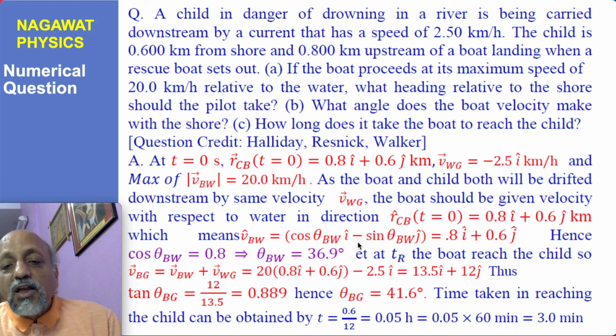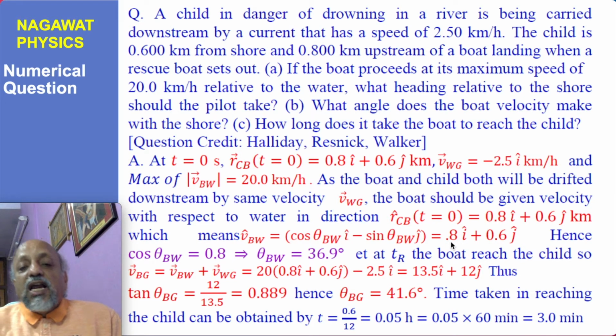There is a typo here. Remember to make a correction here. Earlier I thought that I would choose minus j as a direction, so there is a typo. So it is plus: cos theta BW i cap plus sin theta BW j cap. So I find that cos theta BW is 0.8, and theta BW is 36.9 degrees. So the answer to question A is 36.9 degrees, because we obtained it on the basis that he should row the boat initially, at time t equal to 0, in the RCB direction, because the drift will be common for both the child as well as the boat.